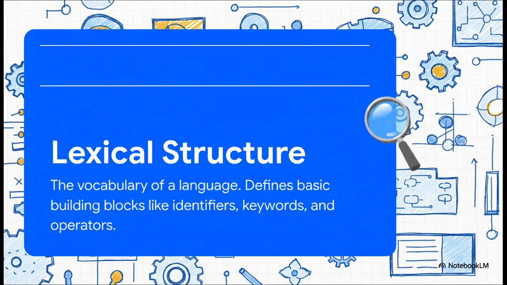So this first layer, the lexical structure, is pretty much the language's dictionary. It just defines what counts as a valid word. It's what tells the computer, hey, if is a special keyword, my score is a name some programmer made up, and plus is an operator. It's the absolute ground floor of understanding.